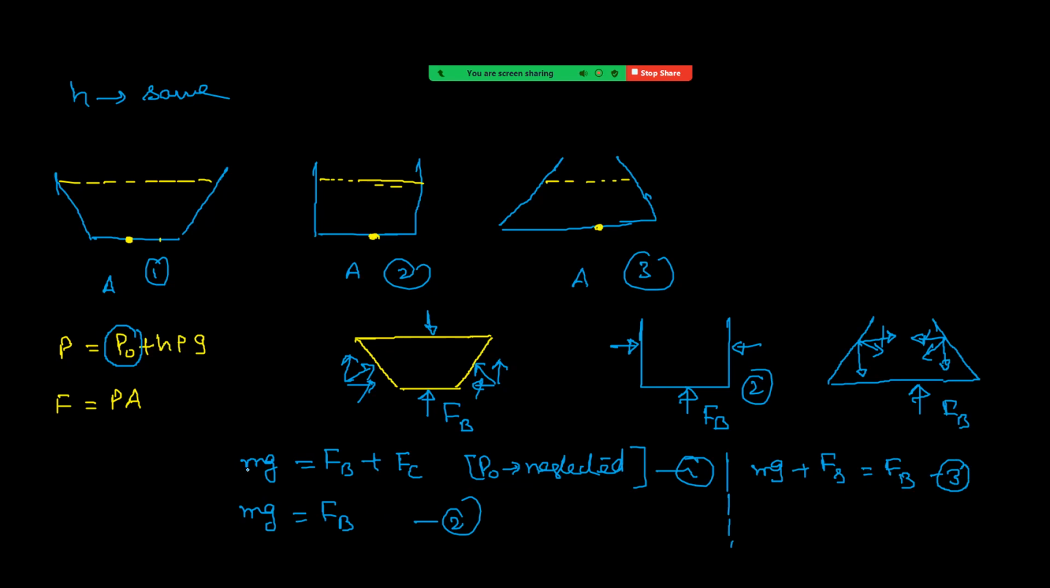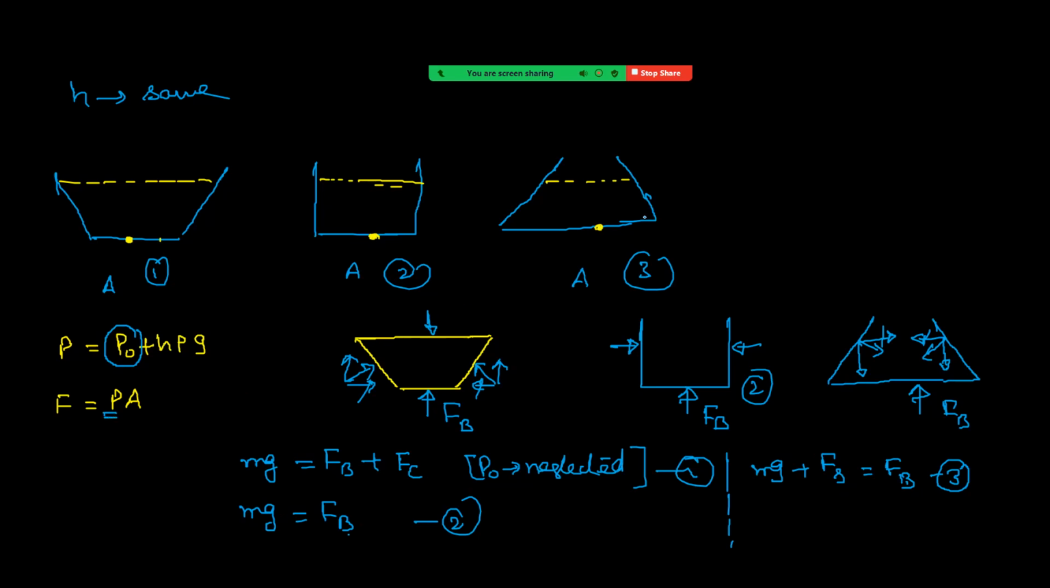See, in the first case, the volume is more, so the weight is more. This weight is balanced by force from the curved part plus force from the bottom. In the second case, from the curved part there is no force, so the weight is balanced by force from the bottom. And in the last one, weight plus force from the sides is balanced by force from the bottom. So on the bottom, the same force is acting because of the same pressure.